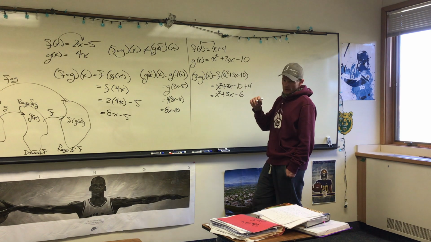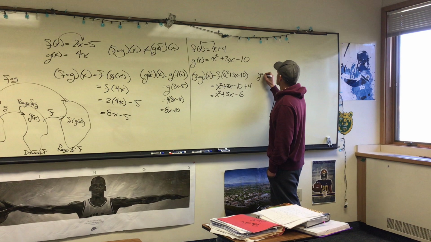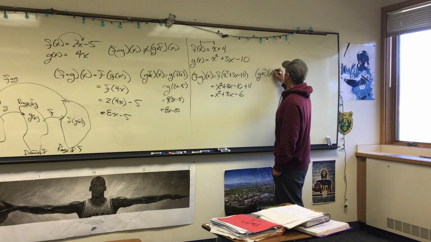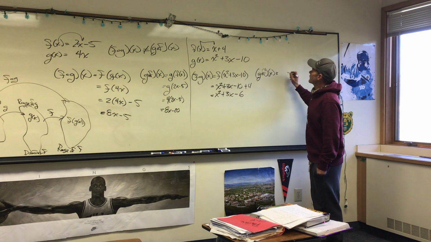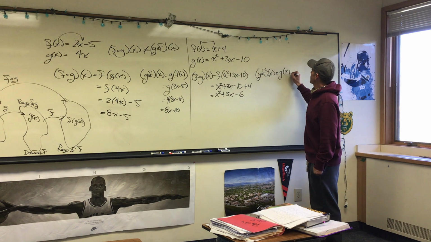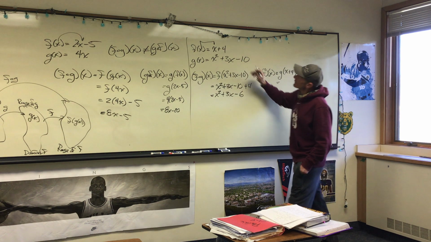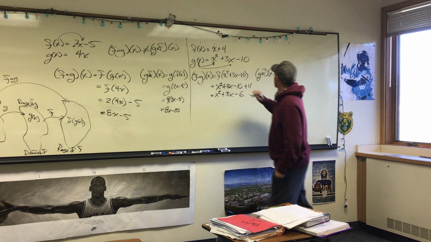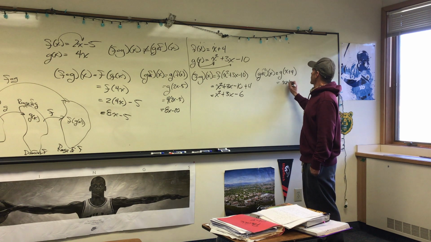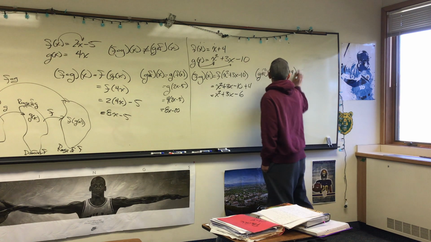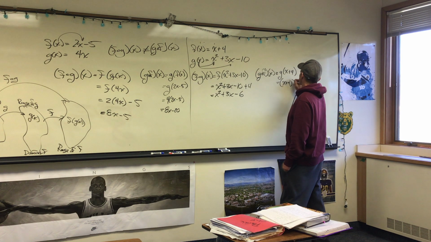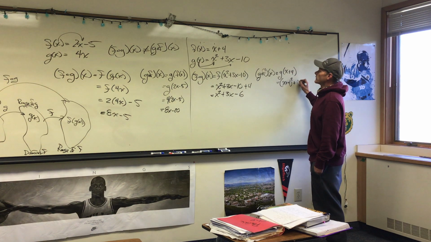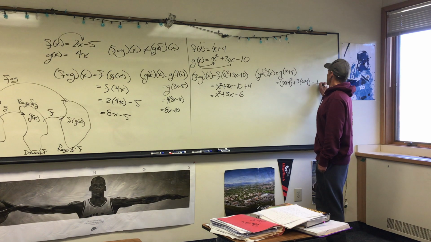G composed with f is a little more involved, as you will see. G composed with f is g evaluated at f. So now x plus 4 is the input. See where the inputs go. They have to do a couple things here. X plus 4 squared plus 3 times x plus 4 minus 10.